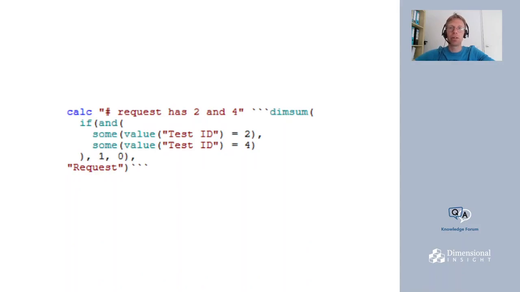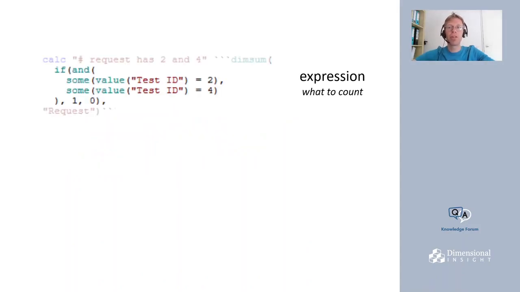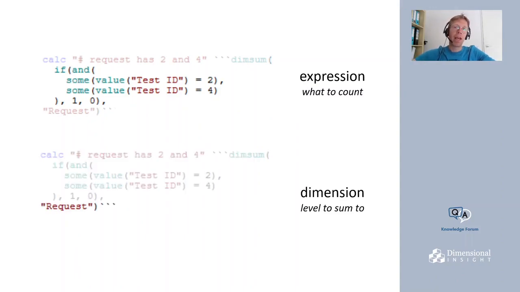I've made a calculation called calc number of requests has 2 and 4, and it uses the DIMSUM function. The DIMSUM function takes an expression that states what to count, and it takes a dimension, which is the level to sum to. In this case, we want to know the number of requests in which both test ID 2 and 4 were requested together, so our level to sum to is request.